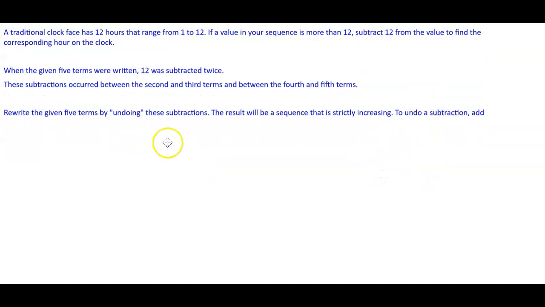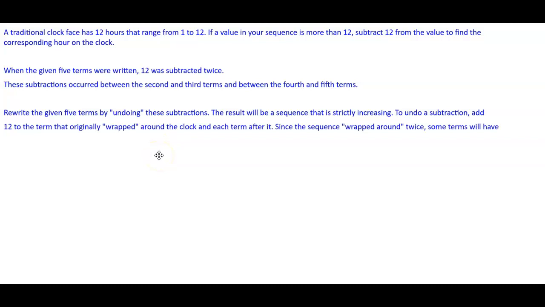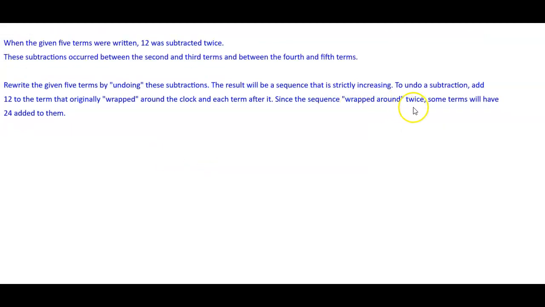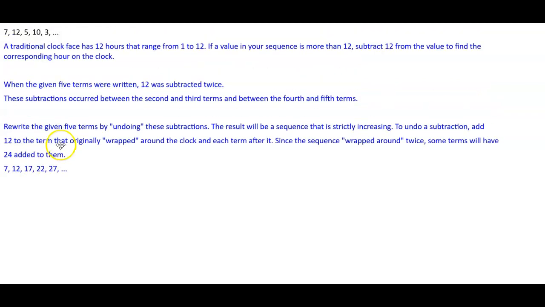So to undo subtraction, we're going to add 12 to the term that originally wrapped around the clock and each term after it. Since the sequence wrapped around twice, some terms will have 24 added to them. So for example, we have now 7, 12, 17, 22, 27. So we can see here that 12 plus 5 gave us 17. 12 plus 10 gives us 22. For the 3, it wrapped around twice. Therefore, we have 24 added to the 3, which gives us 27.